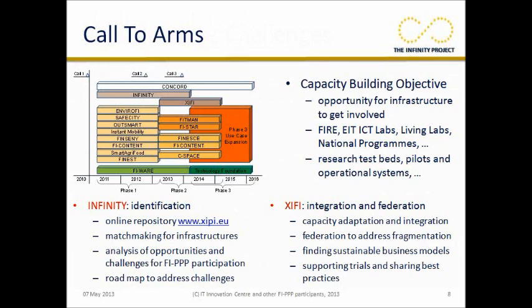And there are 2 projects in the capacity building end of the FI-PPP. Infinity is about identifying infrastructure capacity. There's an online repository which is interesting, it's worth looking, it's worth registering if you're operating infrastructure. It provides some matchmaking facilities and search facilities, and the Infinity project is analysing the data and trying to identify things that we need to address, challenges that have to be overcome. We're developing a roadmap to try and indicate how we could do that.